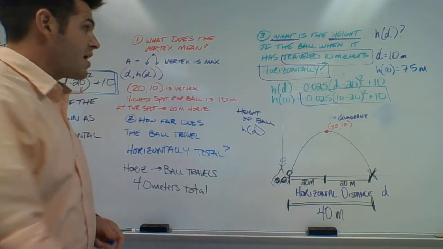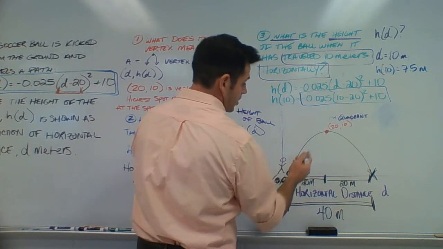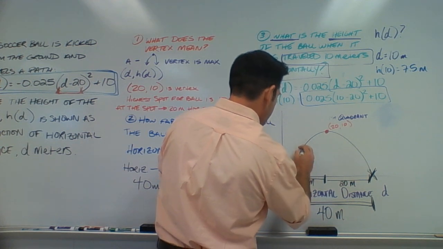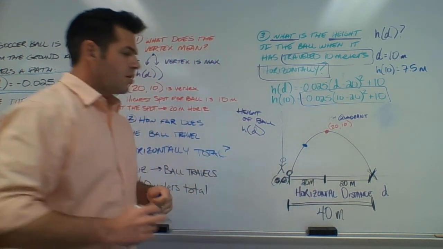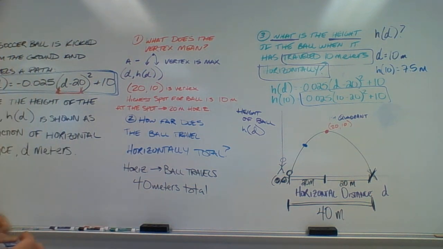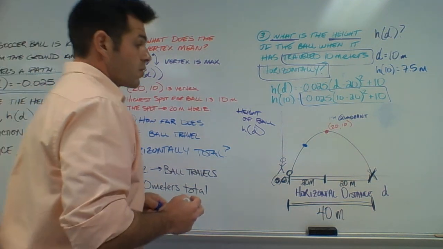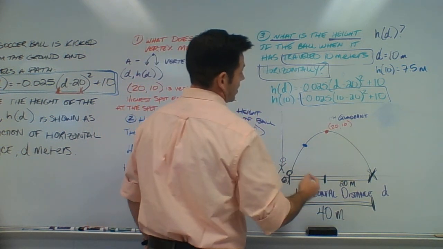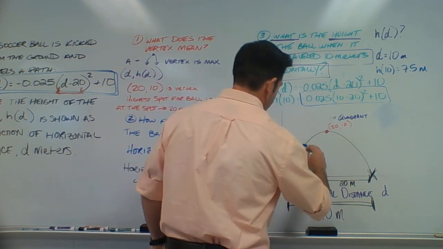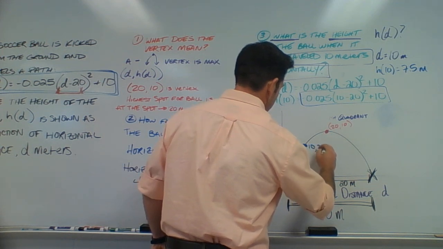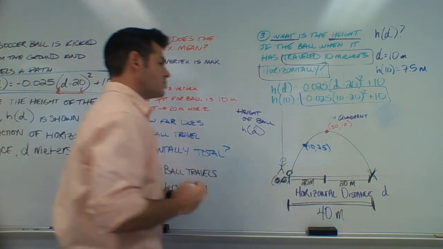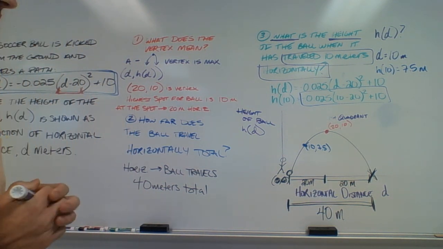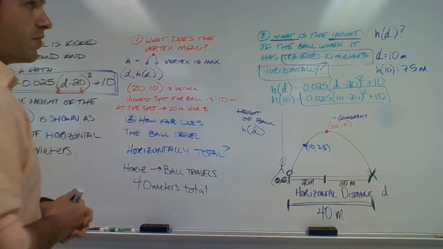If you go to your graph, 10 is technically in between the 0 and 20 here. So we're probably somewhere at this spot right there. The ball at a horizontal distance of 10 meters is at a height of 7.5 meters. Again, the ball at 10 meters horizontally would be at a height of 7.5 meters.